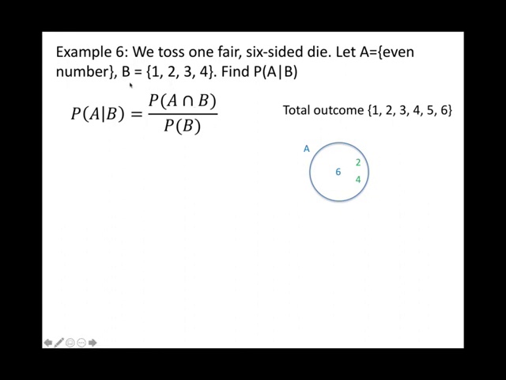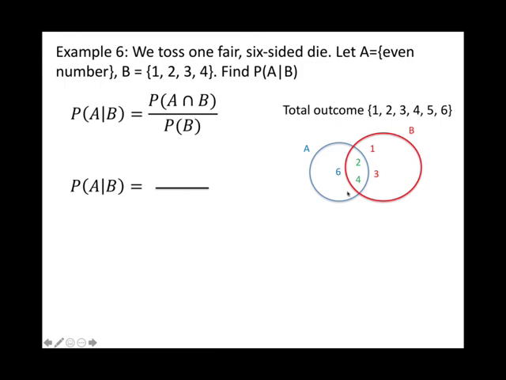Okay, how about my event B? 1, 2, 3, 4, right? So I have an event B, and I have 1, 2, 3, 4. This is going to be the event B. So you could see this is not mutually exclusive, because they do have an intersection in here. Now we're going to plug into this formula. This is what we're looking for. We want to find probability A and B.